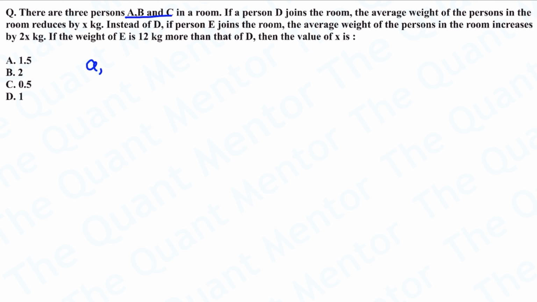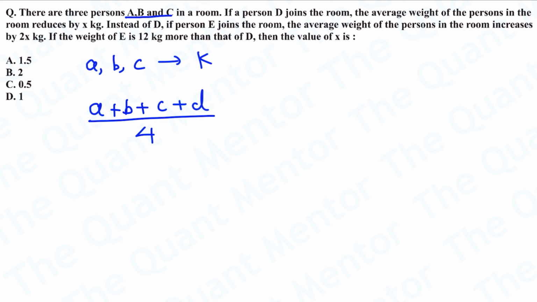So the average of A, B and C is K. If the new person D joins, the average will be (A plus B plus C plus D) divided by 4. I have 4 people and this average is reducing by x from the original. It is reducing by x kgs from K. So the new average is K minus x.